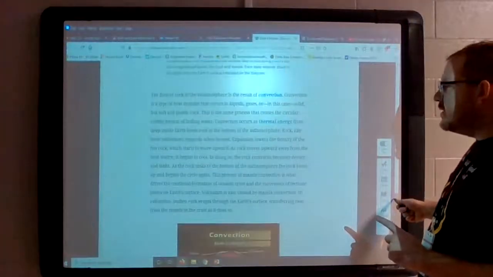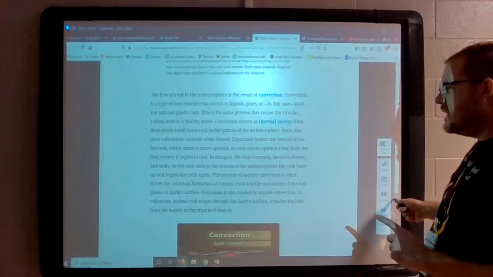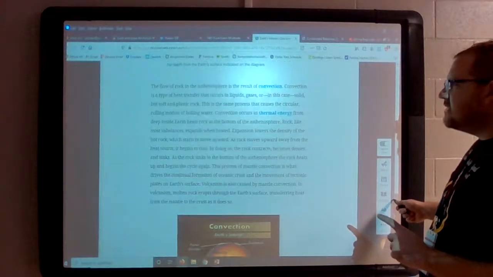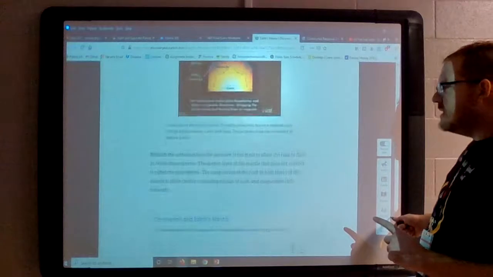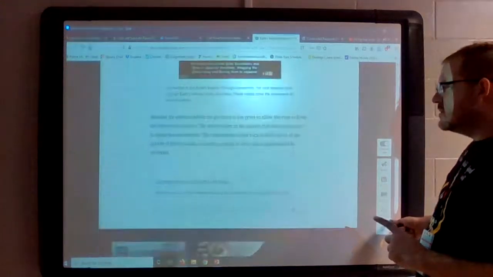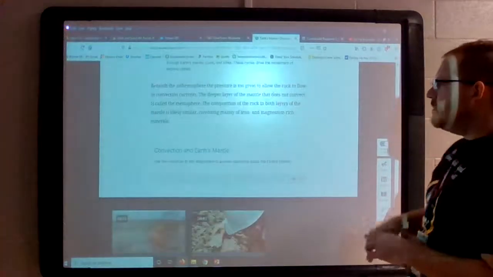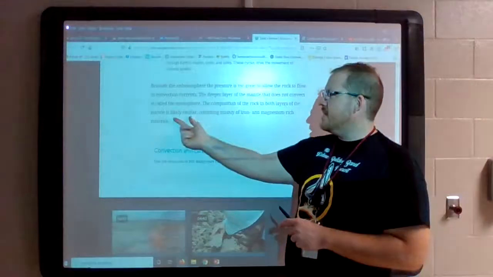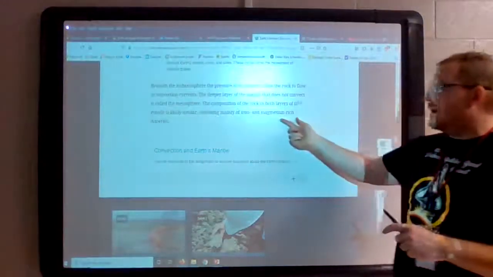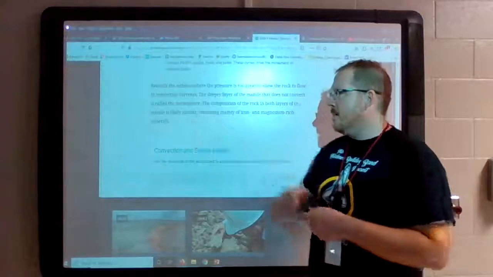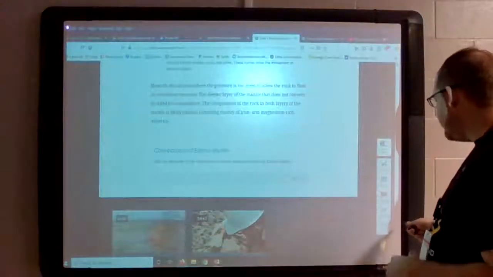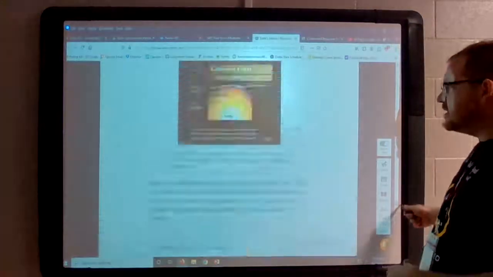And then they want to know a little bit about its chemistry. Let's see if they give us any elements inside the mantle. Yes, the composition of the rock in both layers of the mantle is similar, consisting mainly of iron and magnesium-rich minerals. So mostly iron and magnesium, along with some other minerals in there.